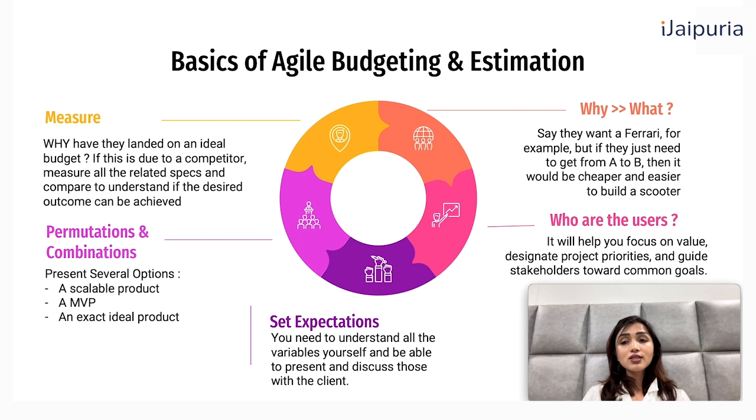Permutations and combinations. Usually when it comes to budgeting, you can present several options. Say if you have a lower budget, you can tell them, I can give you a scalable product. This much budget will only give you this much. For example, you want to build a game and I can give you the beta version of this game, a scalable product, in this much budget. If you want to build a minimum viable product, it's going to cost you more. And if you want to build the exact ideal product, this is how much it's going to cost you.